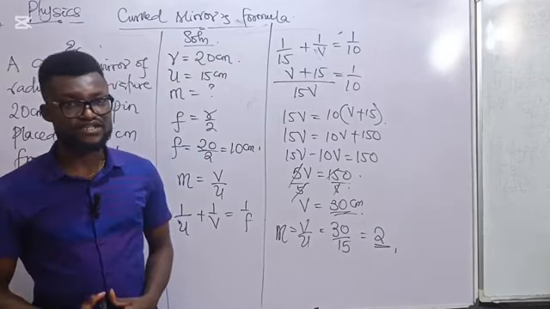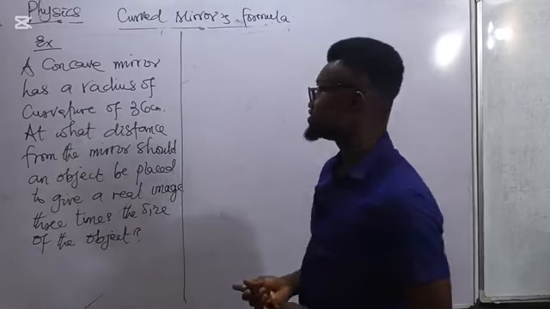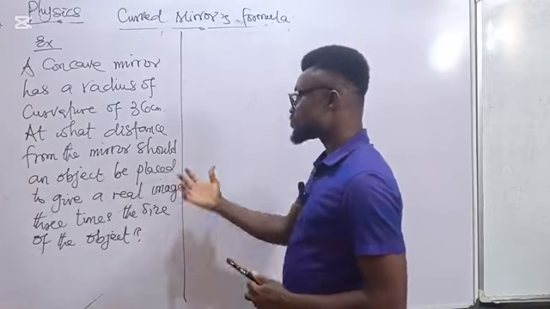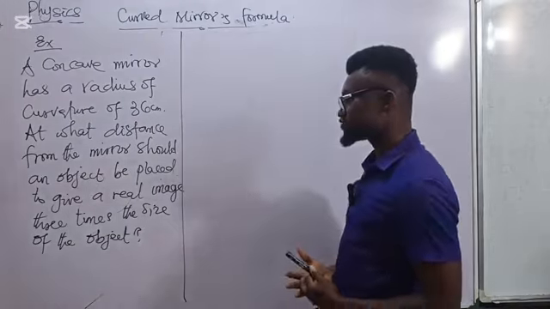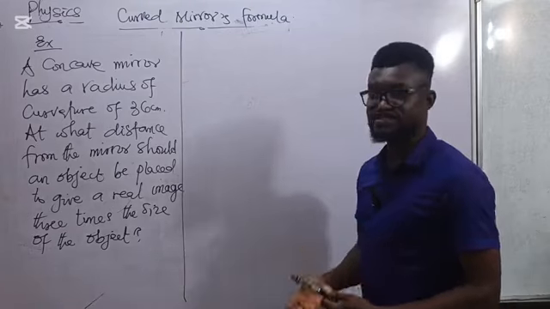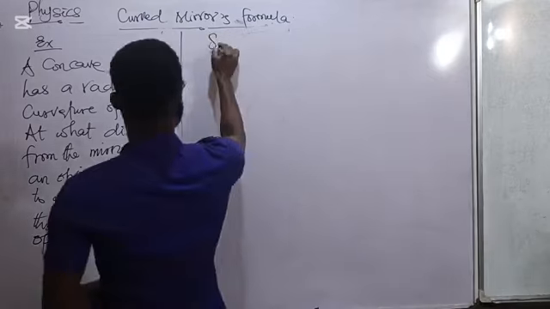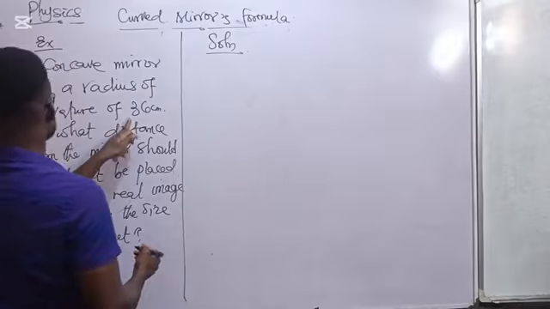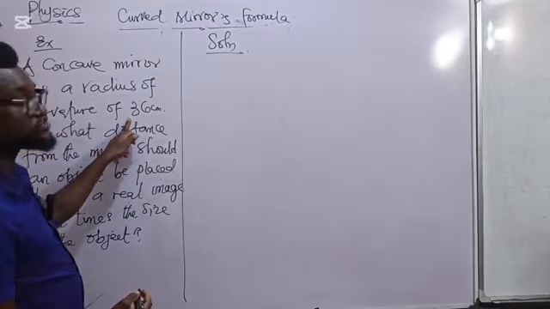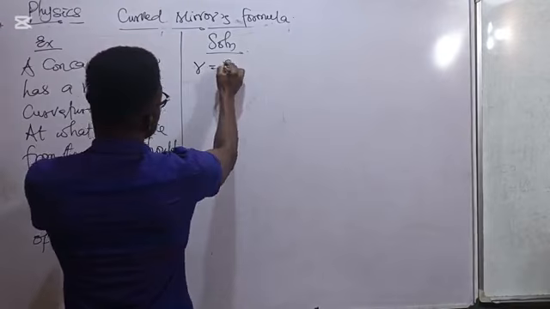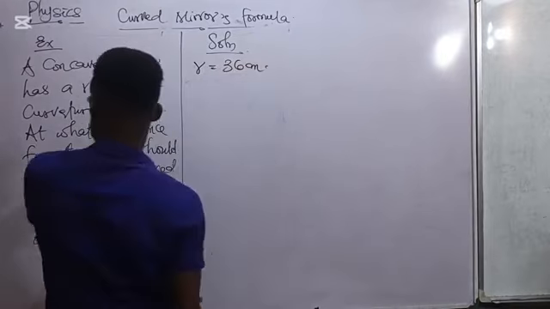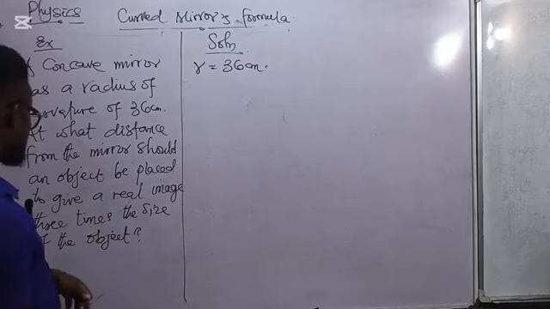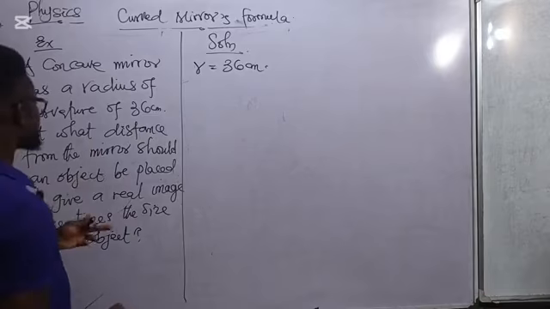Now let's get into another calculation. We have a question on the board. It reads, a concave mirror has a radius of curvature of 36 cm. At what distance from the mirror should an object be placed to give a real image 3 times the size of the object? Now, solution to the question, we write down the parameters given. A concave mirror has a radius of curvature of 36 cm. So the radius of curvature is 36 cm.